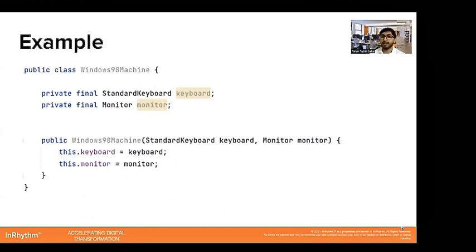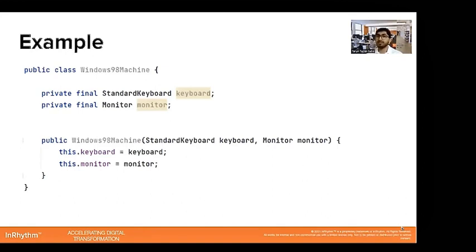Here, since standard keyboard is an abstraction, now we can have various implementations of it. It could be a regular keyboard, it could be a gaming keyboard, it could be a typewriter kind of keyboard, it could be a backlit keyboard, right? And same with the monitor, it could be a standard monitor, LCD, OLED, and whatnot, right? Now we have the flexibility to change the implementation without having to change the actual code here, right?